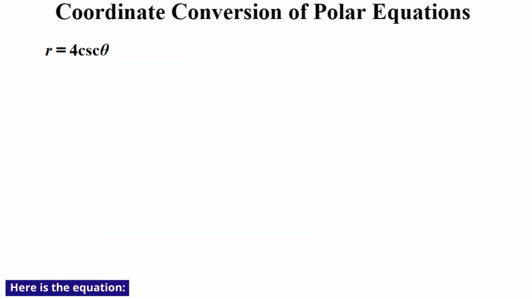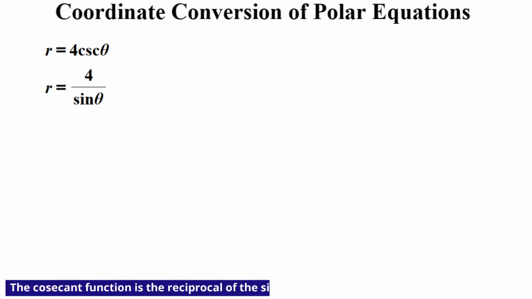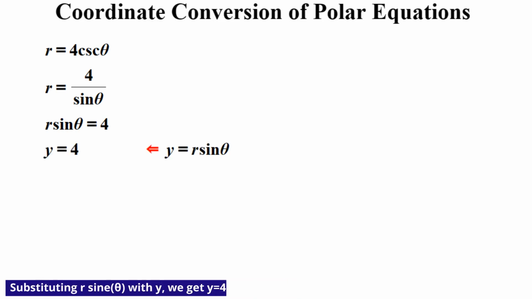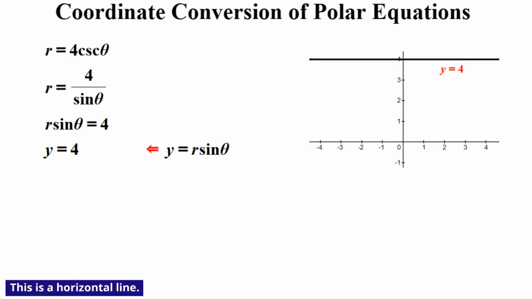Here is the equation. The cosecant function is the reciprocal of the sine function. Multiplying both sides by sine theta, we get r sine theta equals 4. Substituting r sine theta with y, we get y equals 4. This is a horizontal line.